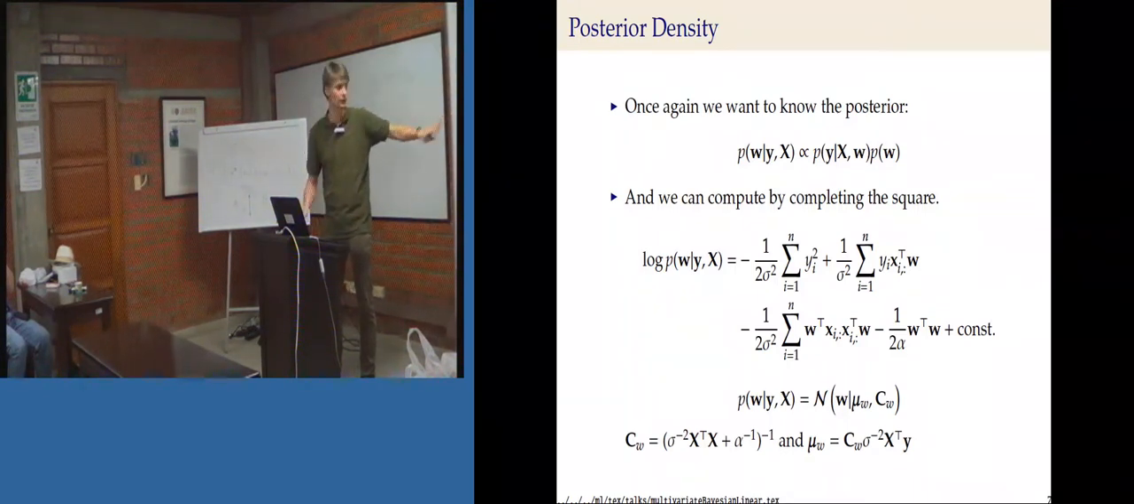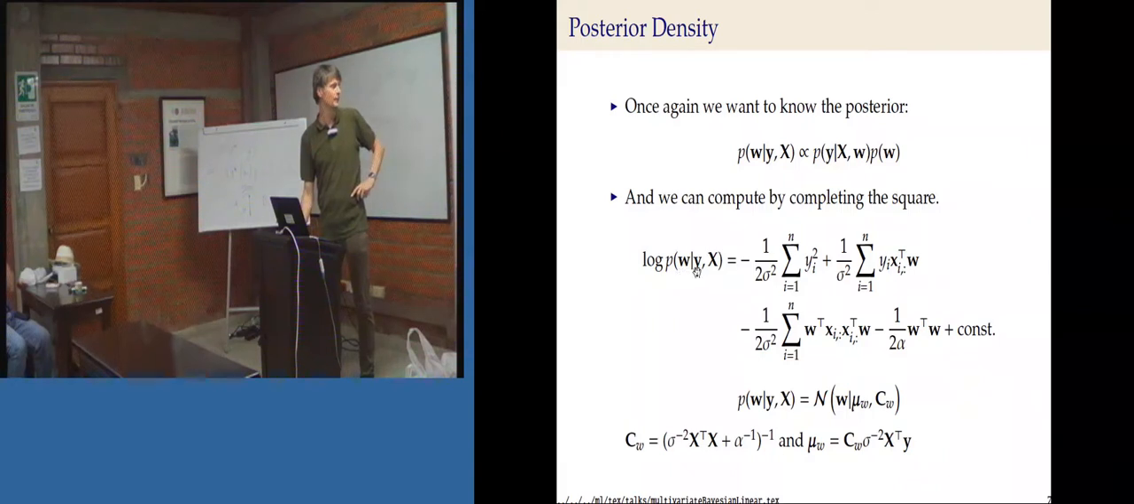In the maximum likelihood, you write down the log. In fact, it's the log likelihood, so it's missing this term. The log of this is the sum of the log likelihood plus the log prior.